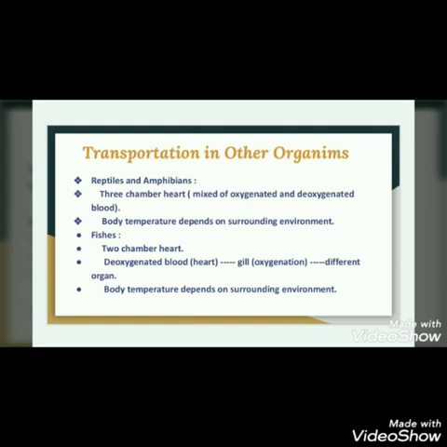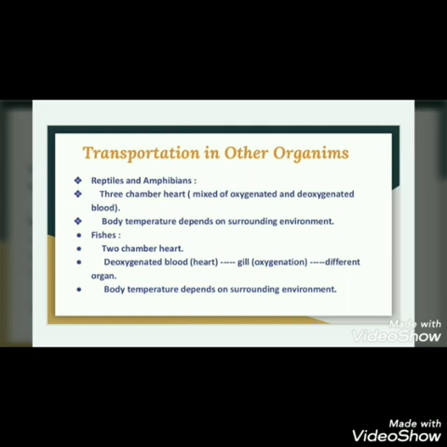In fish, there are only 2 chambers of the heart, and only the deoxygenated blood will enter the heart. So, the deoxygenated blood from the heart will be pumped to the gills for oxygenation, that is, addition of oxygen. Once oxygenation takes place, the oxygenated blood from the gills is pumped to the different organs of the body.